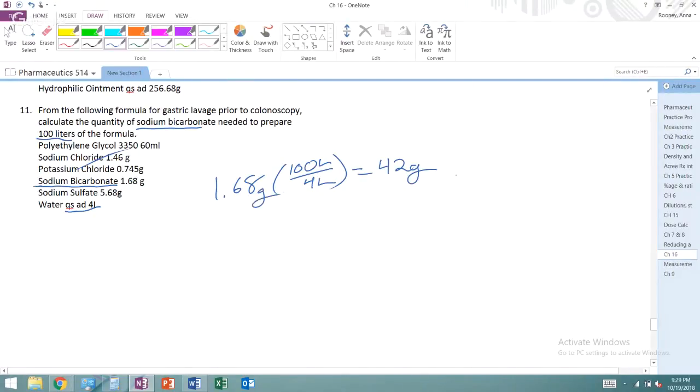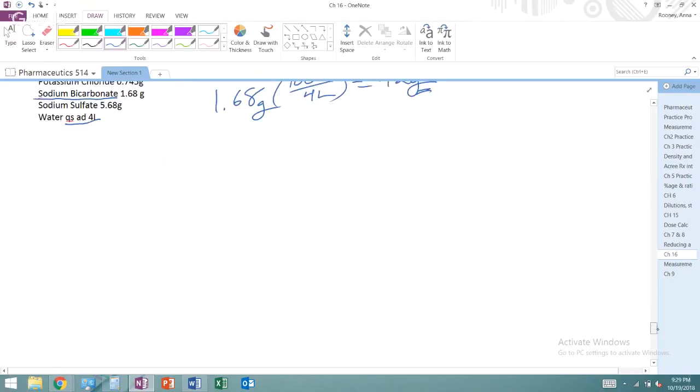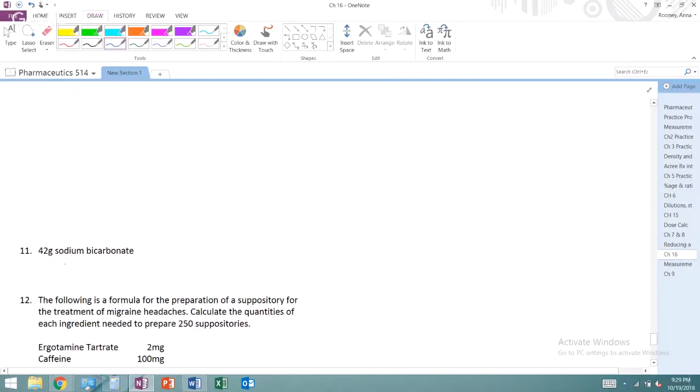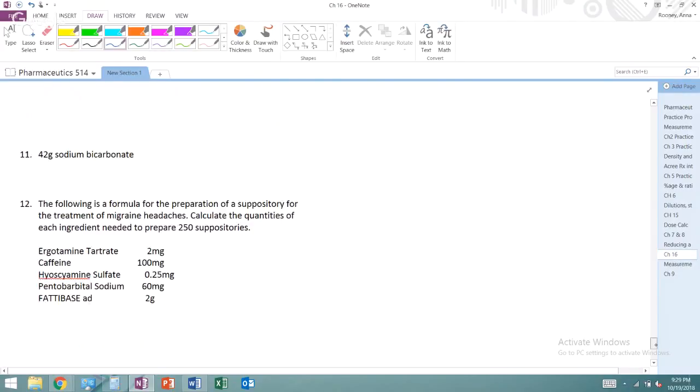Remember to label stuff, because this can kill you. Because if you mislabel stuff, you could seriously damage a patient. So there we go. See, we've got the same answer.